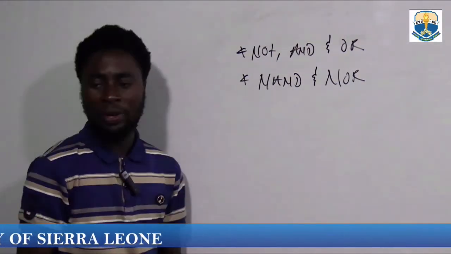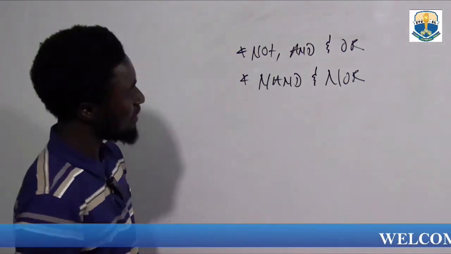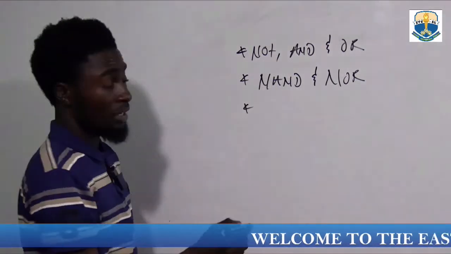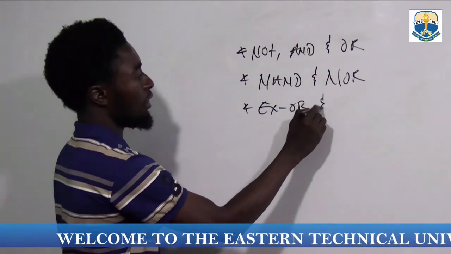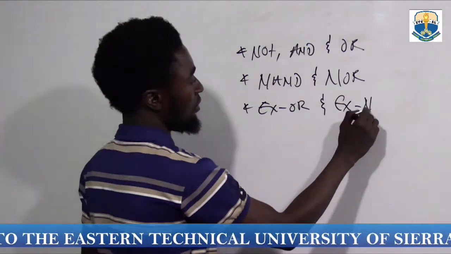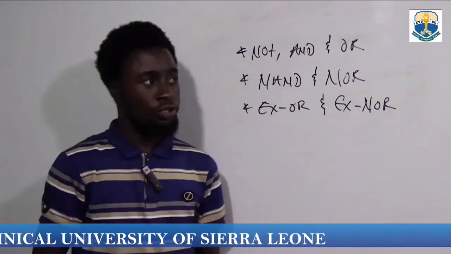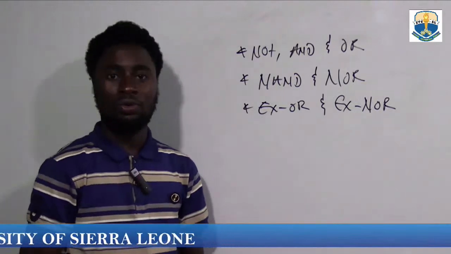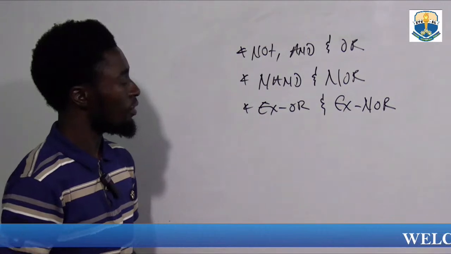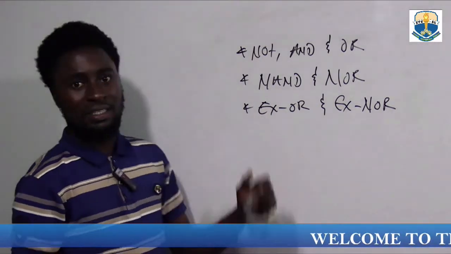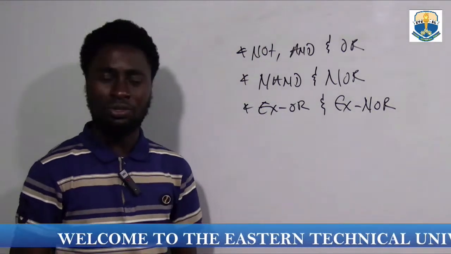Also, we have special gates, which we also consider to be other gates. They include exclusive OR and exclusive NOR gates. So these are the various gates that we use when we want to design any digital circuit. With these logic gates, you can design whatever digital circuit you want to design.